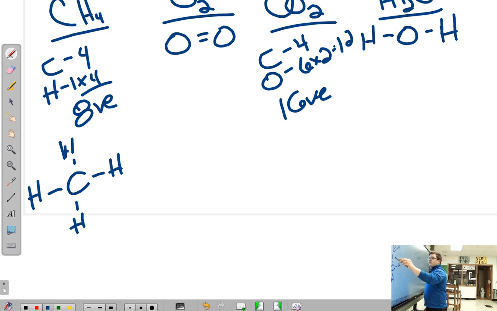Draw my carbon, put 4 hydrogens around it. Okay, how many electrons are in that picture? 8. Absolutely. How many do I want? 8. Are we done? Yeah. Absolutely, looks like it's done to me. Cool. CH4's done, methane's done. Let's do CO2 now.